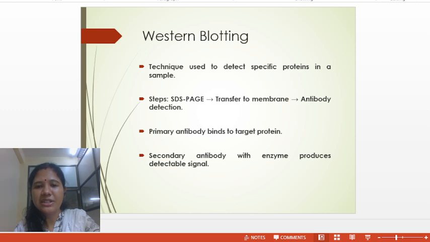Western blotting technique is used to detect specific proteins in a sample. Here we use the SDS-based gel, which will be transferred into a membrane, and with the antibody detection we can find out whether the antigen is present or not. The primary antibody binds to the target protein, and secondary antibodies linked with an enzyme will bind to it, which will produce a detectable signal, and we are able to find a specific or targeted protein.